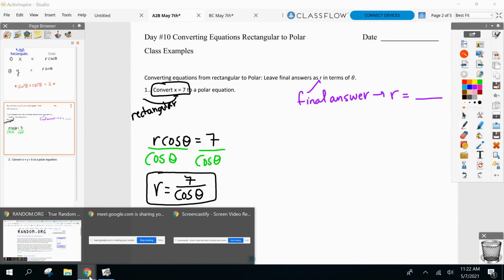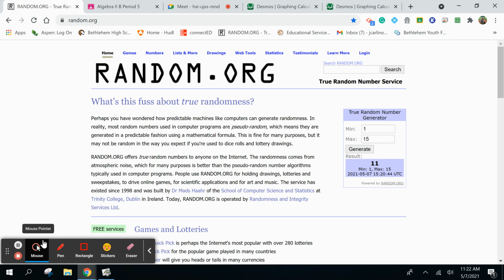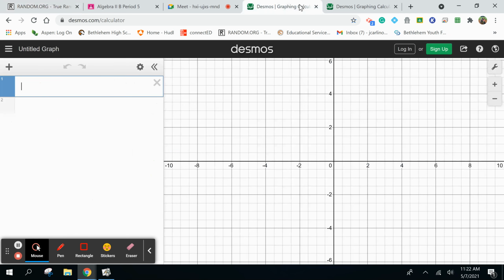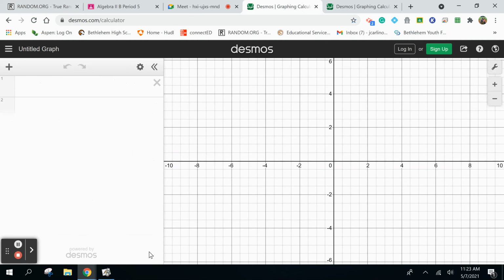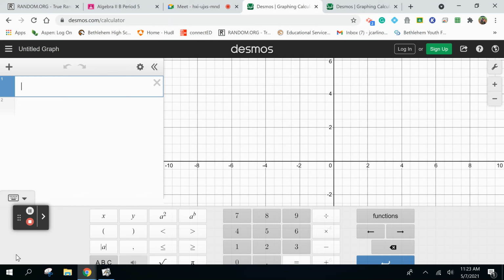So let's go to the rectangular one first. Okay, everyone go to the rectangular grid first. This is a quick check every time. You guys should have a keyboard in the bottom left-hand corner. And instead of using your own keyboard, I recommend using that one.